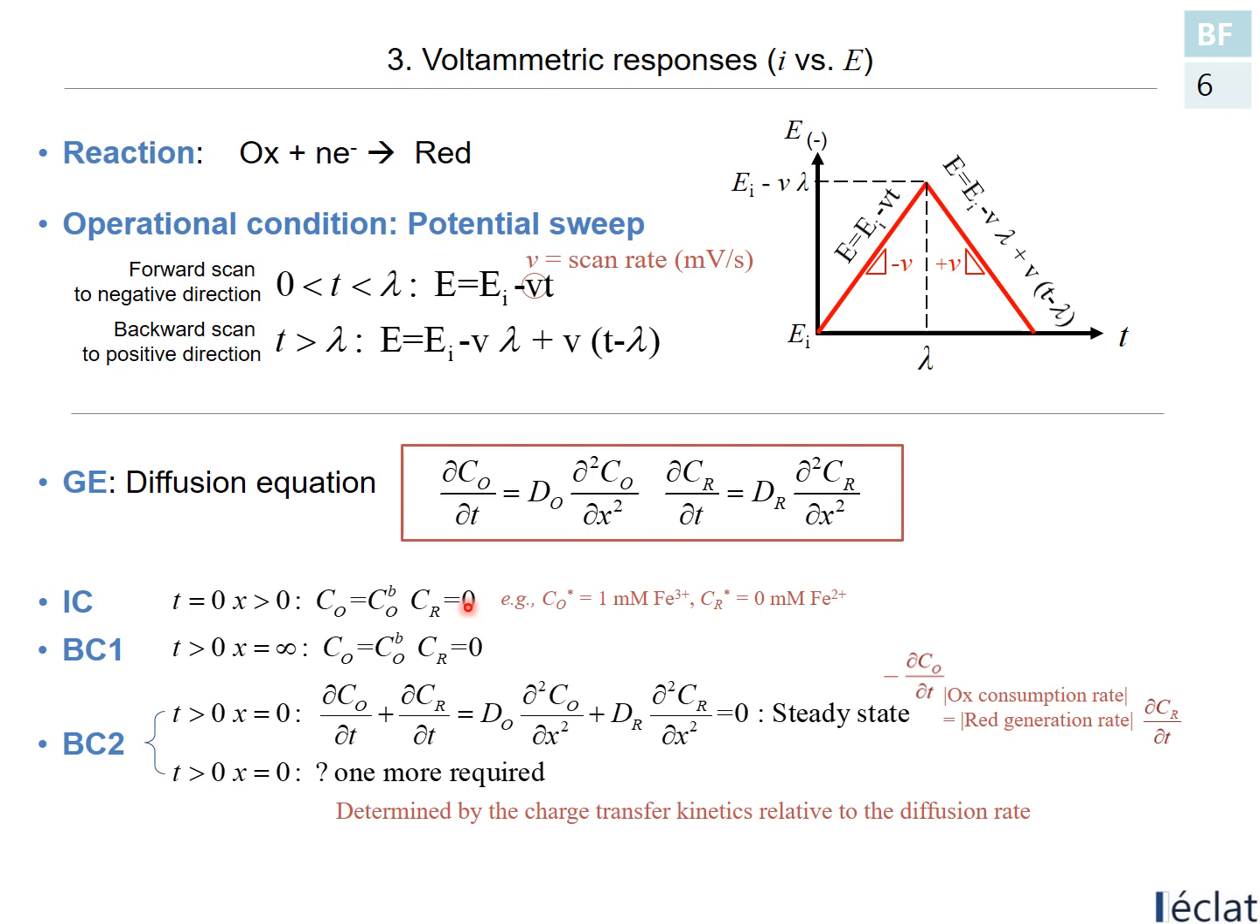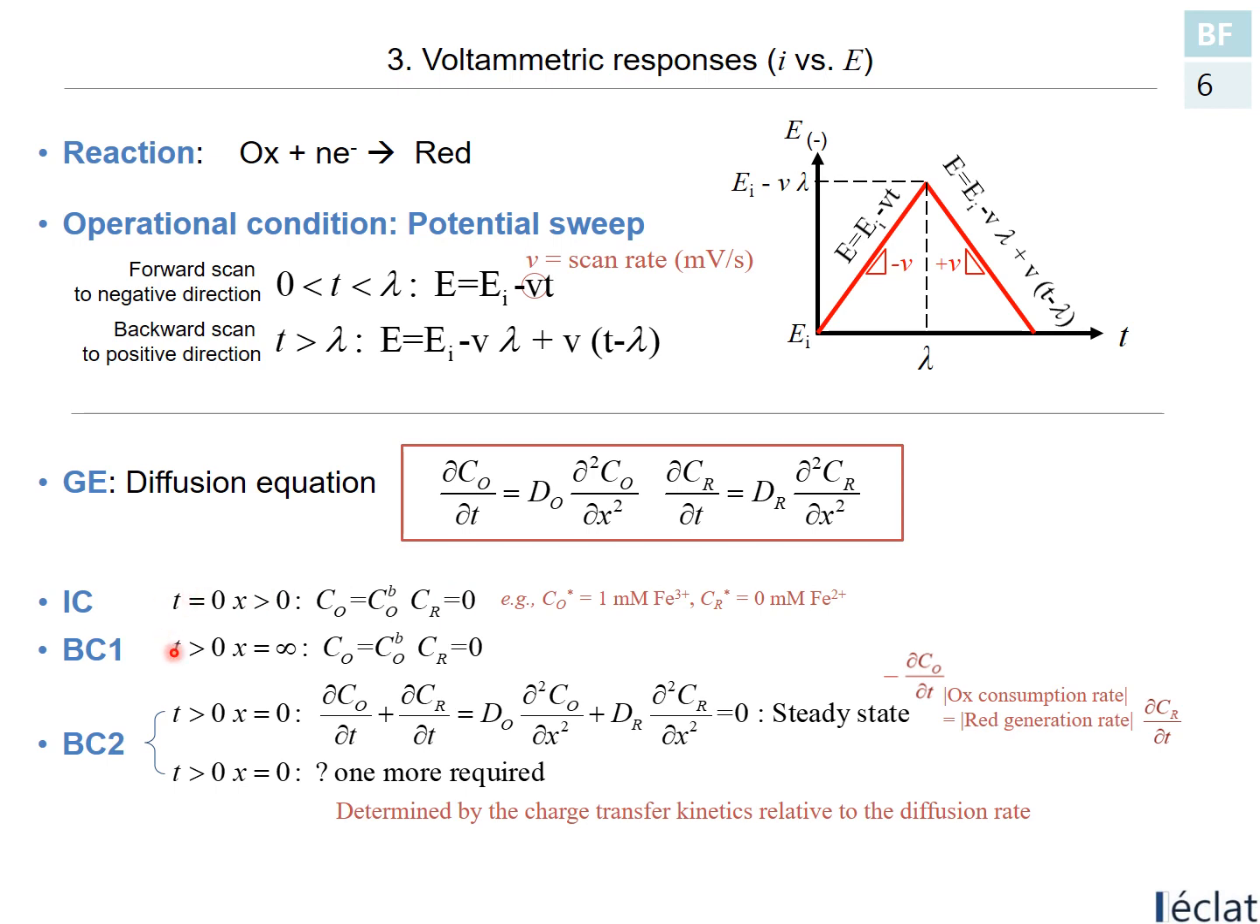Let me assume that I have introduced only oxidized species into the electrolyte without any reduced species. For example, CO star, star means bulk, CO star is 1 millimolarity of Fe3+, and CR star for reduced species is 0 millimolarity of Fe2+. So CR star is going to 0.